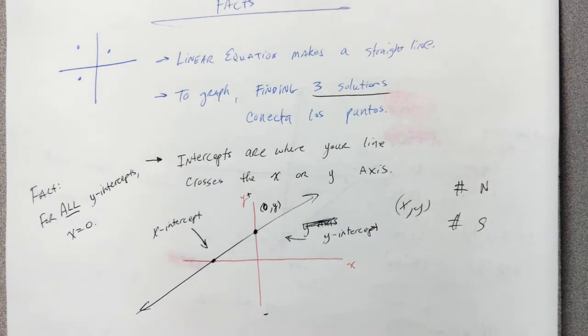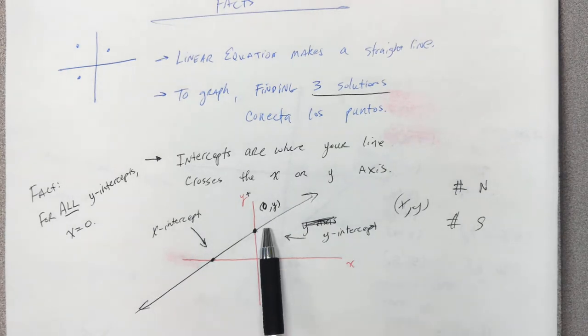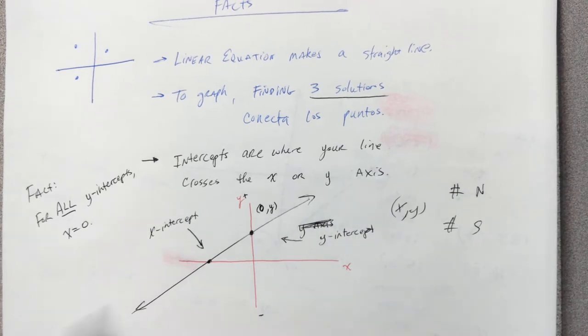The reason this is a big deal is you're going to be given a graph, and you don't want to have to do a whole bunch of work to find a bunch of answers. Sometimes you can just find the y-intercept, and you can find the x-intercept, and then you can connect the points, and you're done. So that's like a shortcut you can use sometimes.